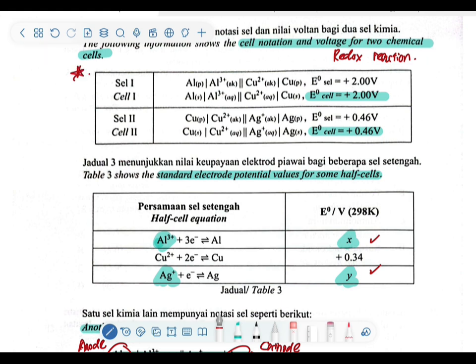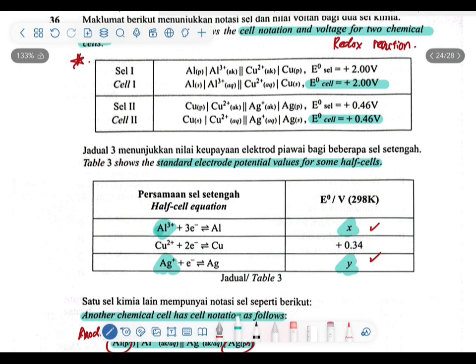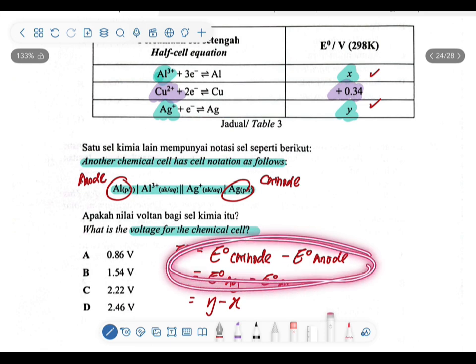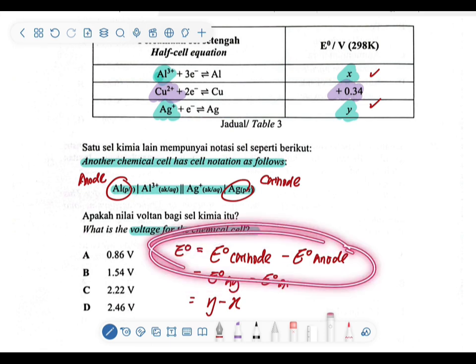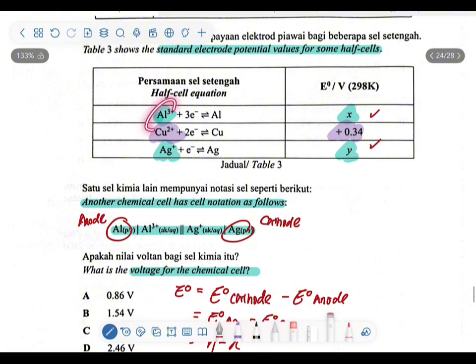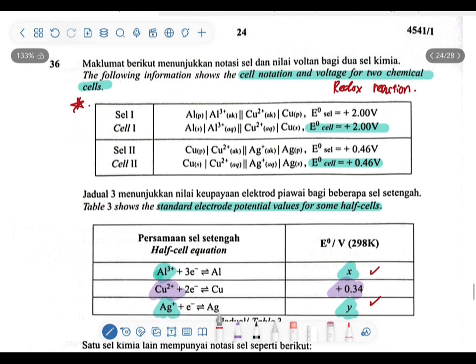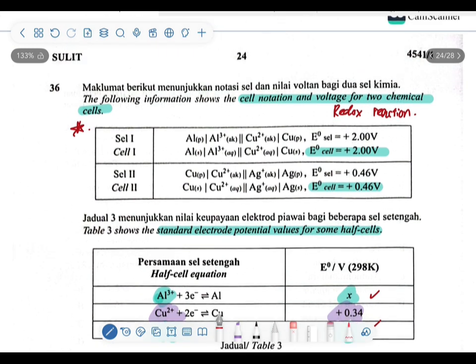So how to get it? We need to refer to this cell notation. Since we are already provided with the standard electrode potential for copper, we just use the formula over here to get the E-value for the aluminum and the silver. As always, on the left-hand side we have the anode, and on the right-hand side we have the cathode. So just input the values into that, then we will get the E-value.